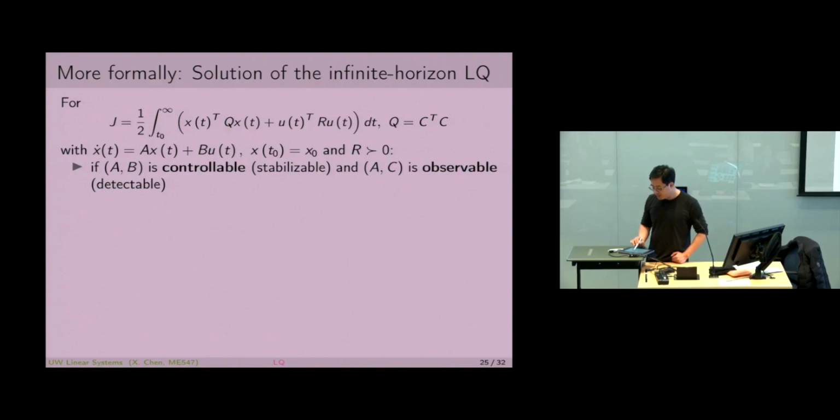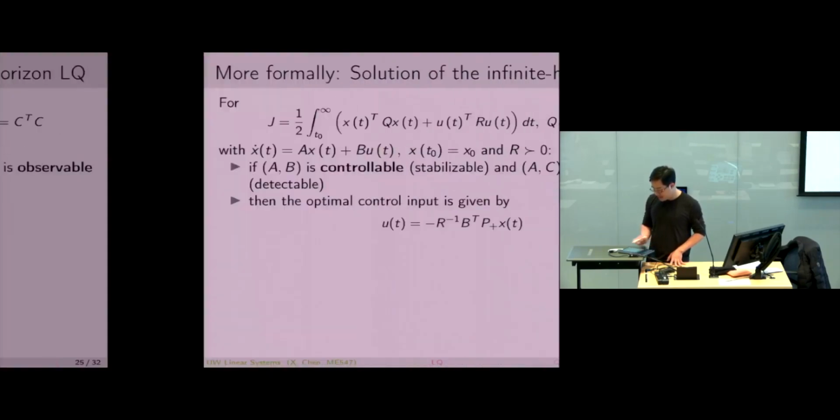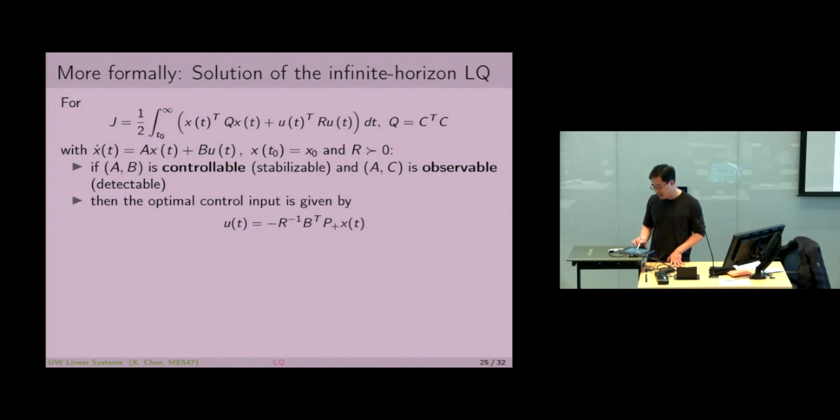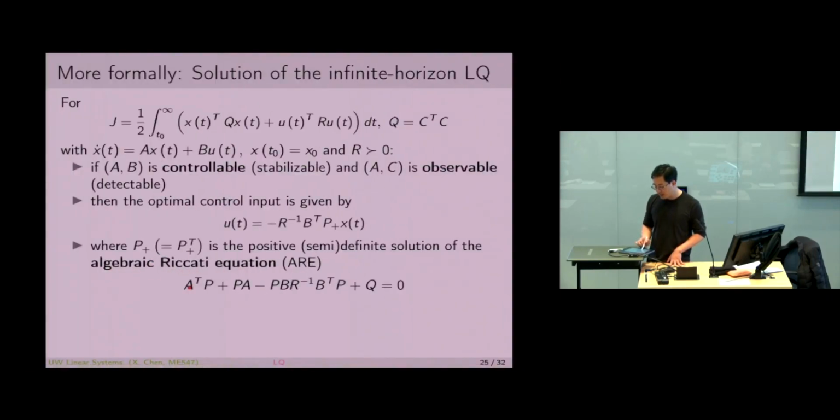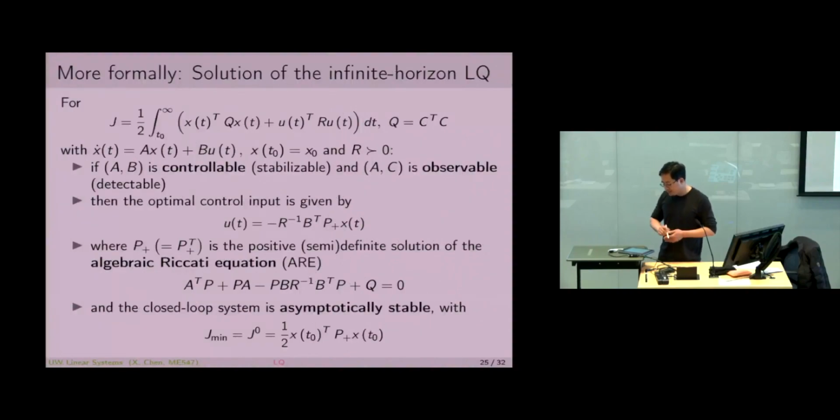Consider this infinite horizon performance index with Q equal to C transpose C, system dynamics over here, initial value, and a positive definite R. If AB is controllable or stabilizable and AC is observable or detectable, then the optimal control input is provided by this constant state feedback law. The gain depends on the input cost R, the B matrix, and the P matrix coming out of this algebraic Riccati equation, or ARE in short. And the performance index designed this way guarantees the closed loop system is asymptotically stable, with the minimum cost depending on the initial time and P plus.